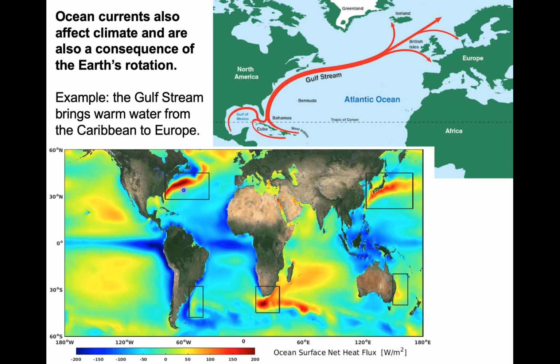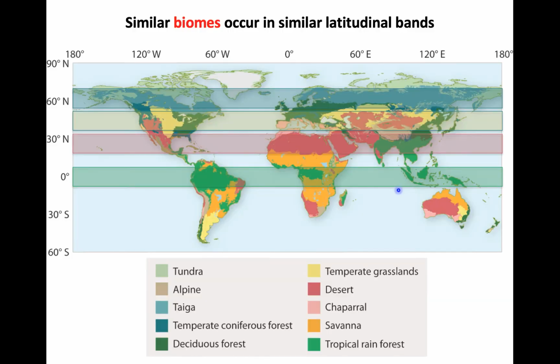So this graph is accentuating the degree to which these ocean currents are transporting heat and also moving heat from the ocean back into the atmosphere. Okay, that's another example of how climate is affected by the movement of air and water.